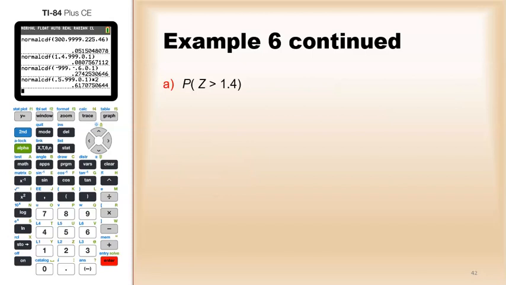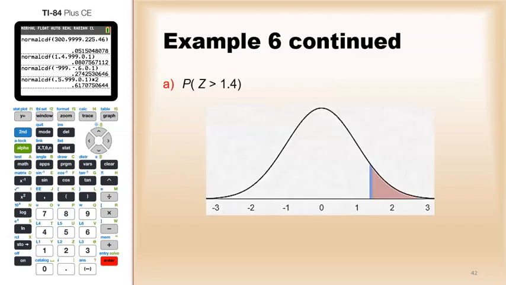If I want to find the probability that z is more than 1.4, graphically that means 1.4 is right here, and I want everything beyond it. So my lower bound is 1.4, my upper bound is 999. So normal CDF, 1.4 to 999, mean of 0, standard deviation of 1. It's 0.0808.